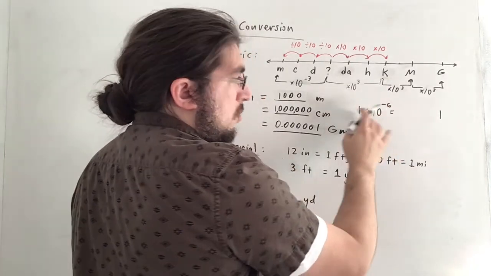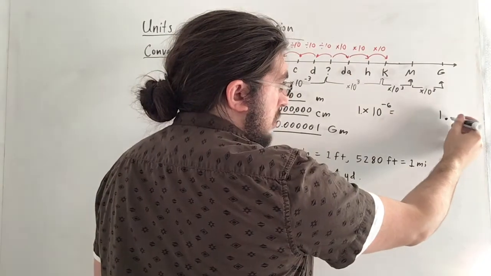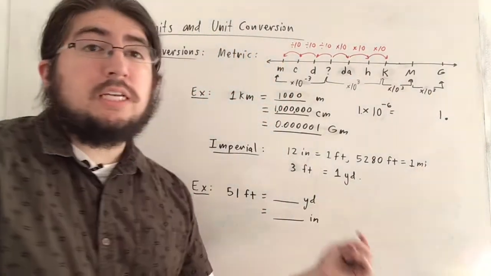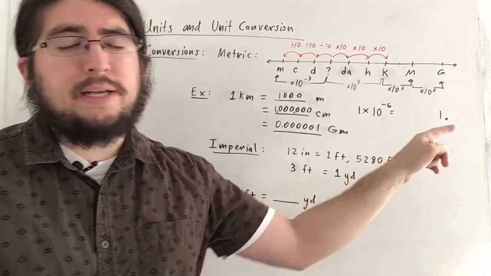Let's think of it like this. It's 1 times 10 to the negative 6. So you start with the decimal behind the 1, and then you move the decimal to the left 6 times. If it was positive 6, then you move the decimal to the right 6 times.